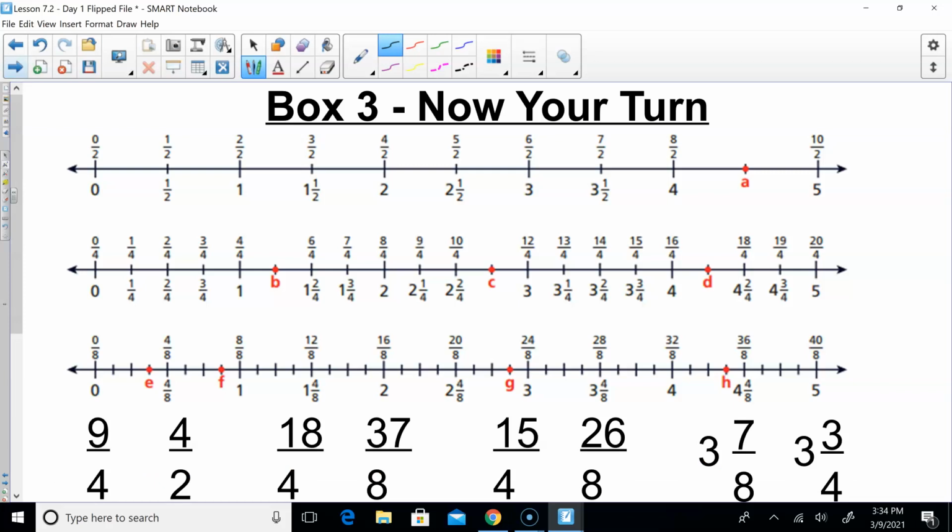And now we have some fractions, like you write down the fraction in a number sentence. 9/4 versus 4/2, which one's bigger? 18/4 versus 37/8. 15/4 versus 26/8. And 3 7/8 versus 3 3/4. Compare those fractions right now.